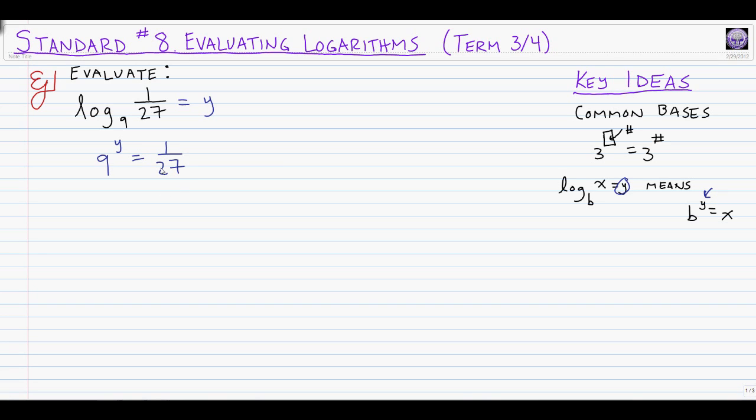Well, for right now, 9 and 27 don't work really nicely together. It's not like, oh, 9 to the third power is 27. Well, that's not true. It's not. And if you were thinking it was, shame on you.